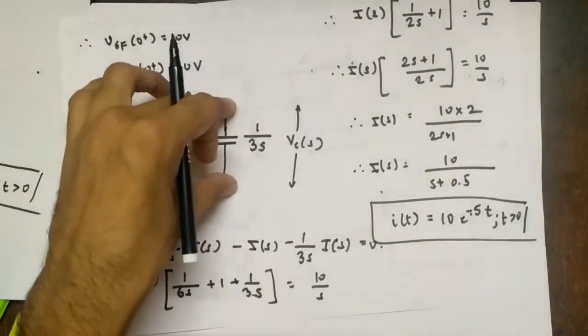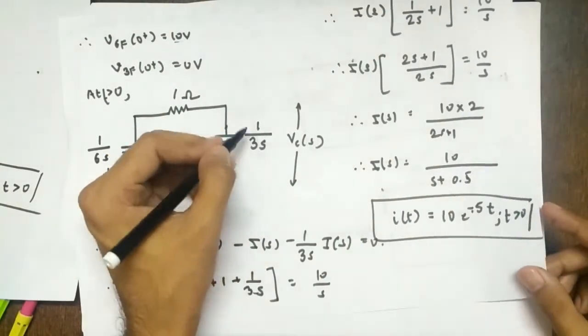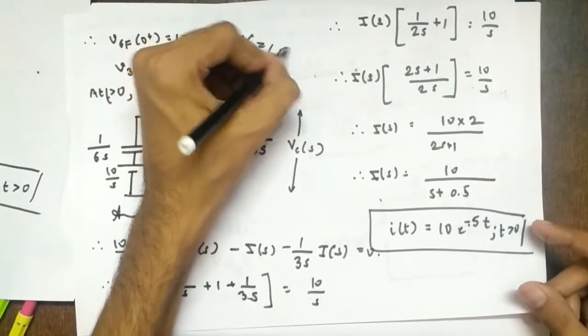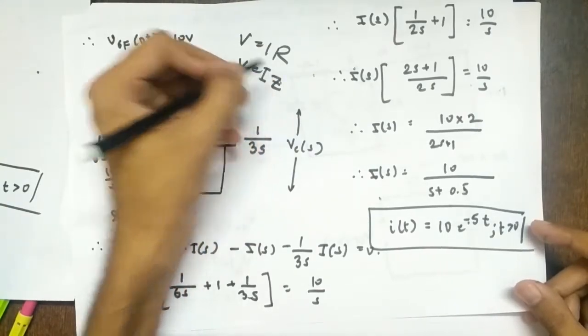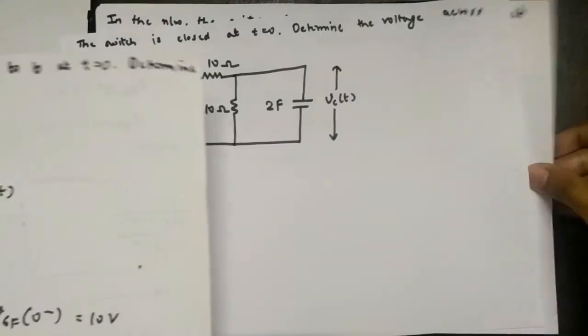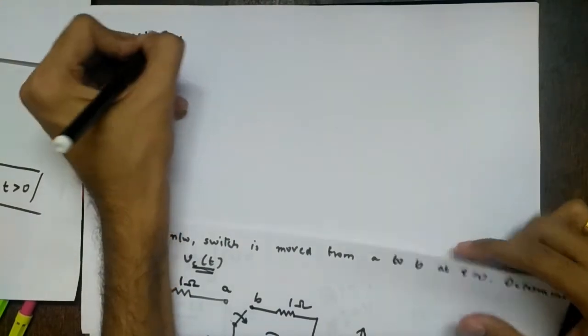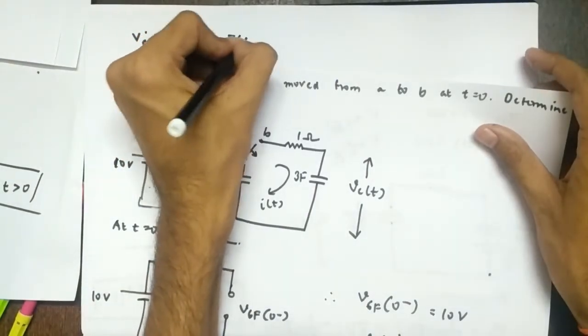Right? So how will we find VC of t? So it is here. So it is voltage across this capacitor. Right? So what can we write for voltage across this capacitor? We know V is IR. So in this it will be V is I into Z, where Z is the impedance. So what is the impedance? 1 by 3s. Right? So what will be VC of s? VC of s will be impedance 1 by 3s into current, so I of s. Right?